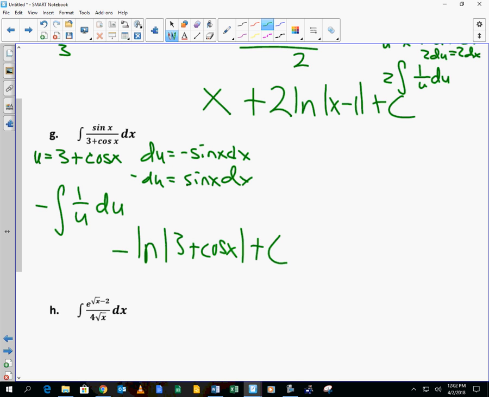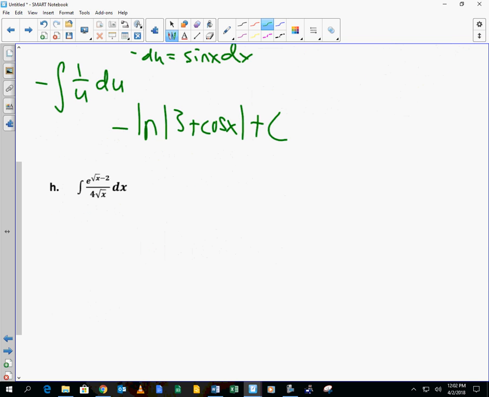Now, you can't take the natural log of a negative number. So I want you to think about this. If you plugged a number in for x, could you get x minus 1 to be a negative value? Yeah, what could you plug in for x to make it a negative value? Yeah, 0 would make a negative value. Is 3 plus cosine of x, can that ever be negative? What's the smallest value that cosine of x can be? Negative 1. So can 3 plus cosine ever be negative?